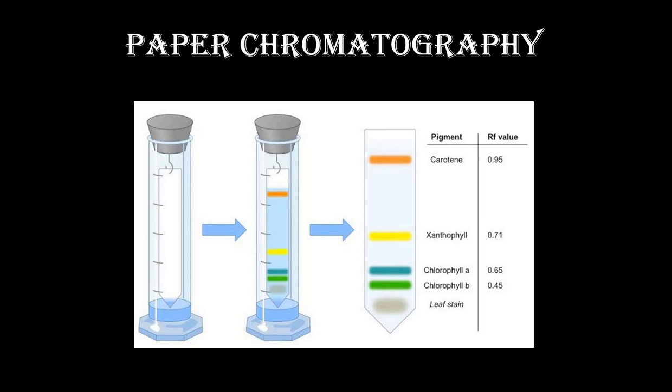And here the leaf pigments are shown with different RF values. Different pigments have different RF values, which are shown in this diagram: chlorophyll B, chlorophyll A, xanthophyll, and carotene, etc., with their different RF values which are constant.